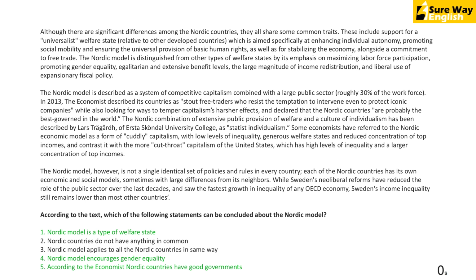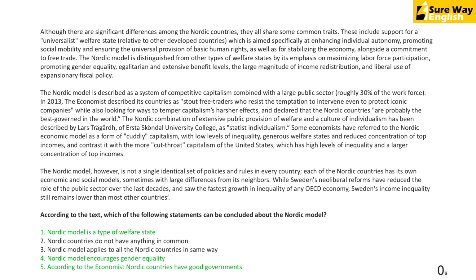When you look at the second statement, Nordic countries do not have anything in common, right? But the Economist says what the different things are which are common. For example, it says that Nordic countries are probably the best governed in the world. There's also a combination of extensive public provision of welfare and a culture of individualism. So all those things are common. That means the second option is not correct.